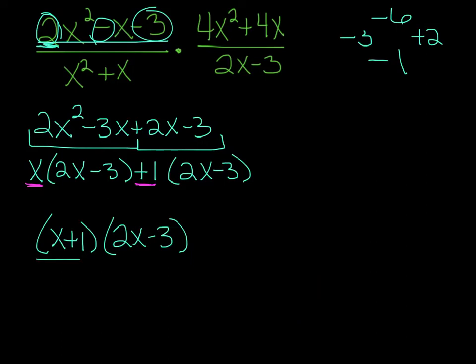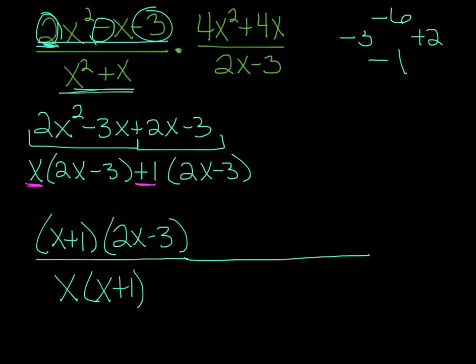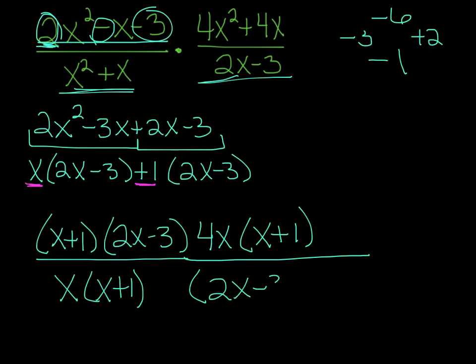Then we have over x squared plus x. You can factor an x out of that and have x plus 1. It's times, so I'm just going to continue it out. Out of 4x squared plus 4x, I can factor out a 4x, and then I have x plus 1 left. And out of 2x minus 3, I can't factor anything out, so that is what it is, 2x minus 3.